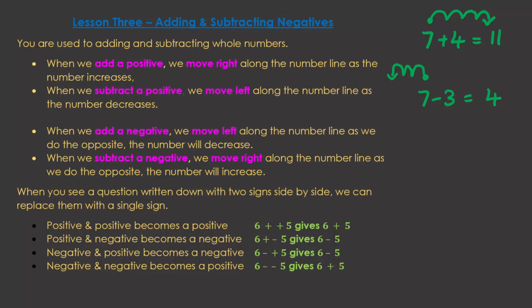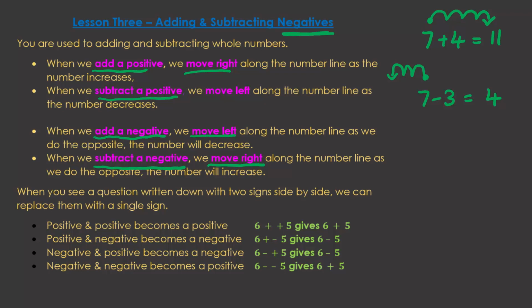Now remember that negative numbers are the opposites of positive numbers. So when you add a negative, you move left. You do the opposite of what you do when you add a positive. So let's repeat that. When we add a negative, we move left along the number line. As we do the opposite, the number will decrease. When we subtract a negative, we move right. That's the opposite of subtracting a positive.